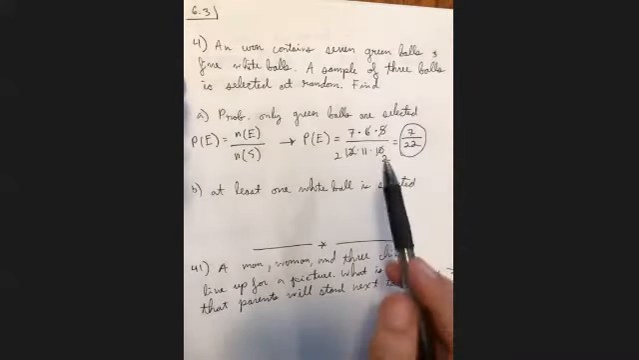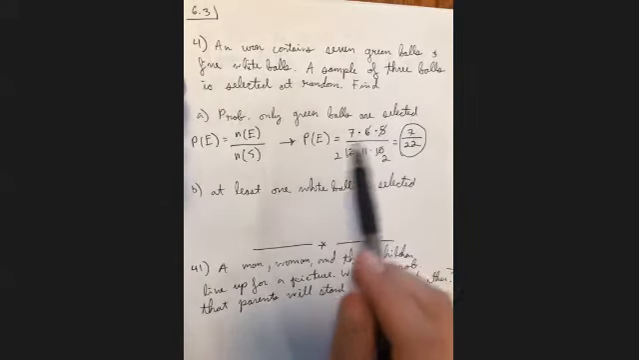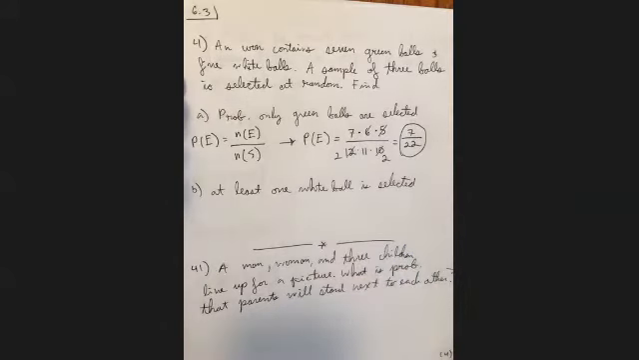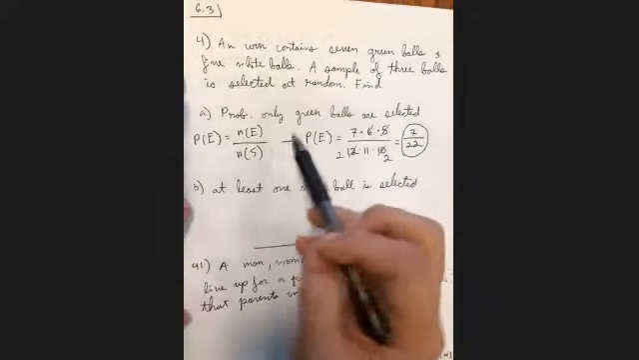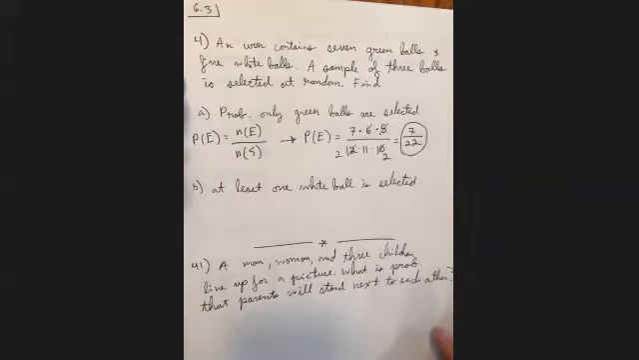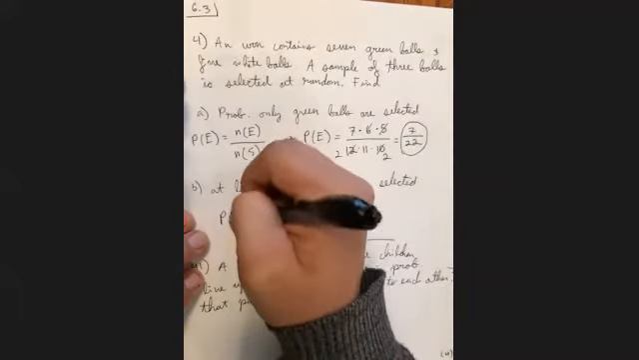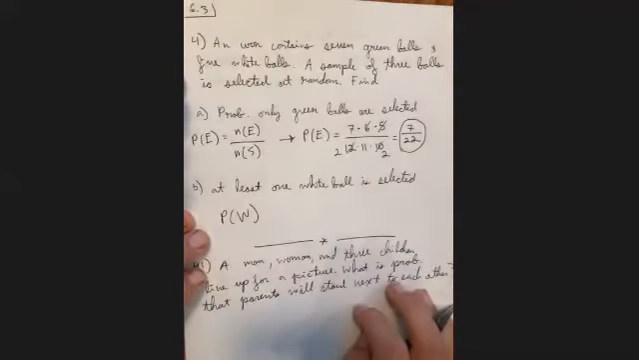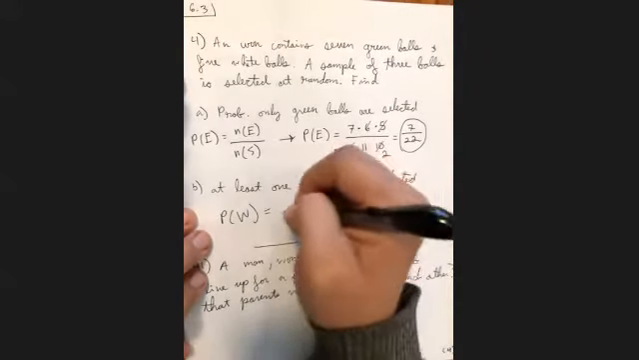So it's all about figuring out the number of ways of selecting 3 green balls versus the total number of ways of selecting any 3 balls. All right. Part B, we're asked, what is the probability of selecting at least 1 white ball? So we can select more than 1 white ball, but we know that we must select at least 1 white ball. Okay. I'll call this the event W, the probability of W.